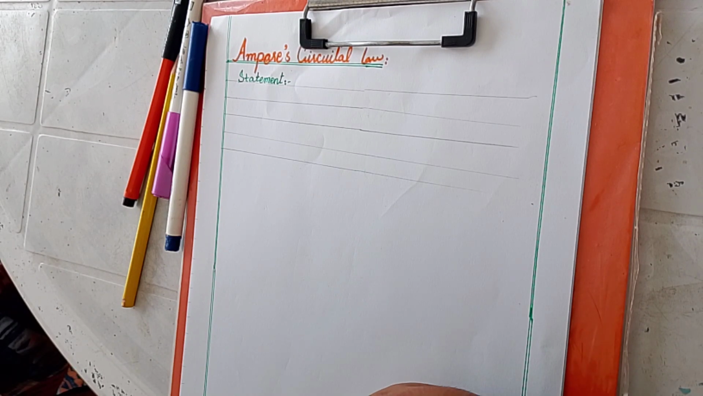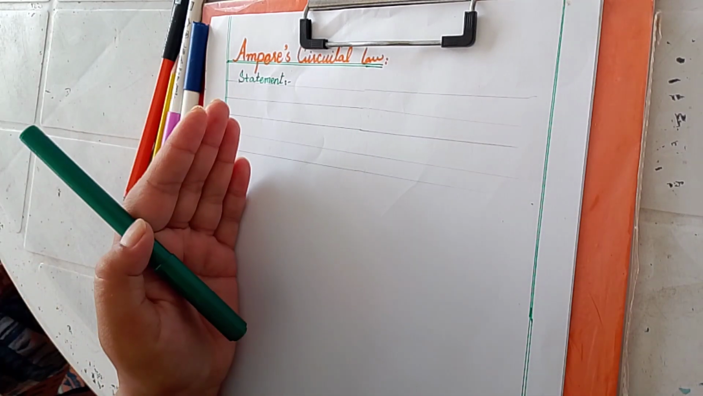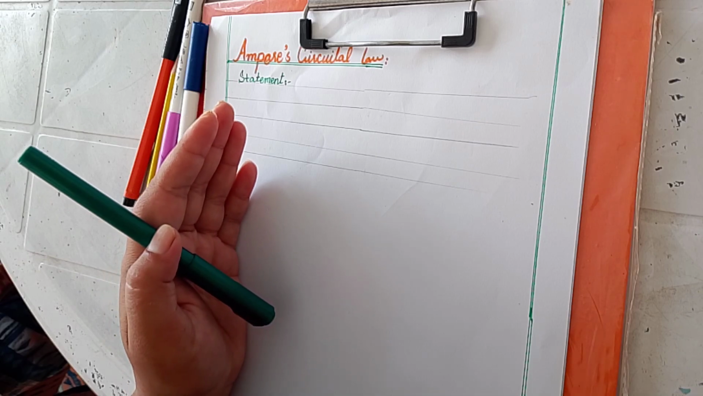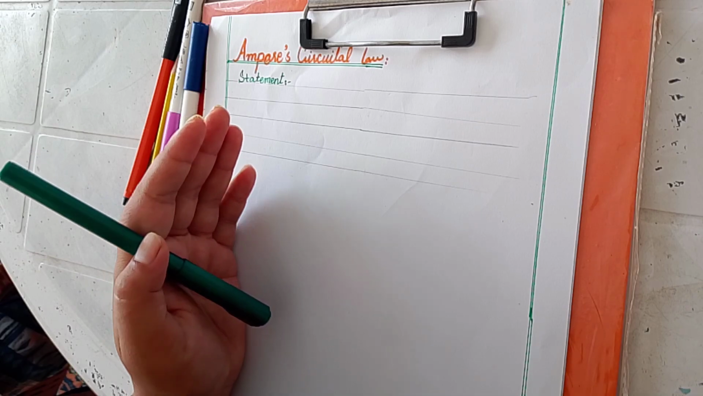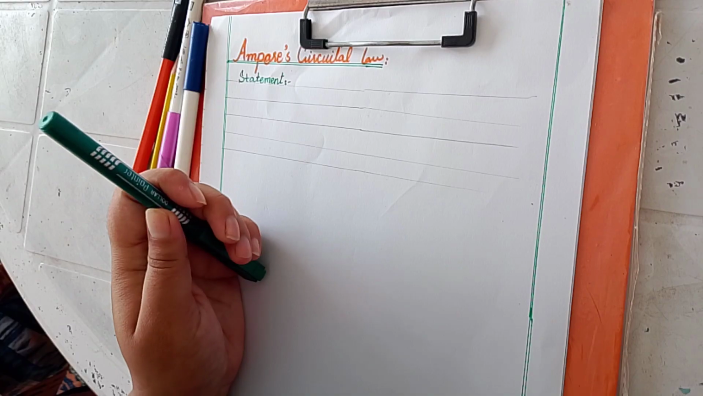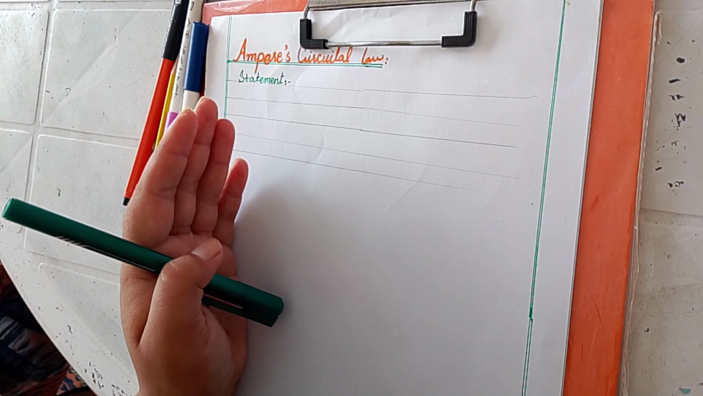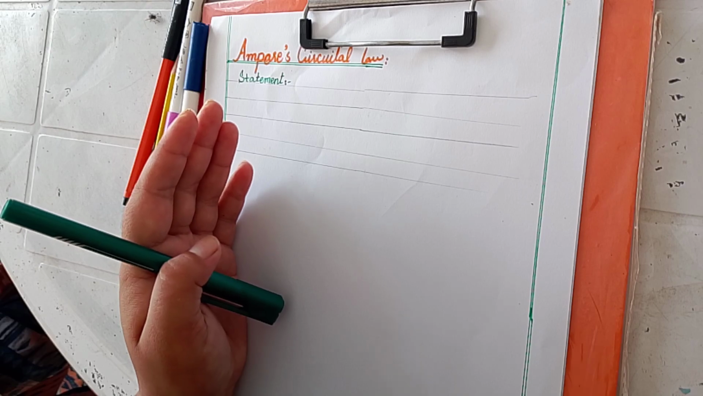This is me Sabah Farooq and today we are going to study Ampere circuital law. Students, before the statement I will tell you that Ampere circuital law was given by Andre-Marie Ampere in 1826, and in his law he relates two quantities, that is magnetic field and current.